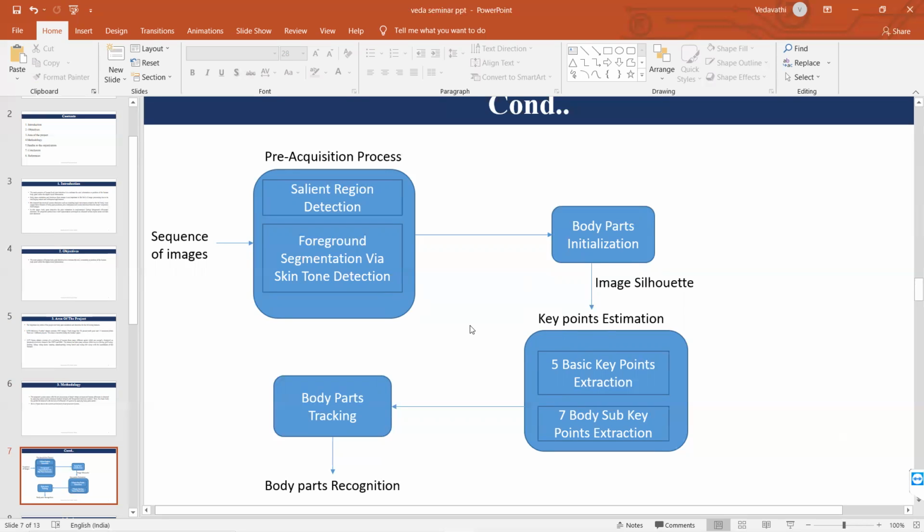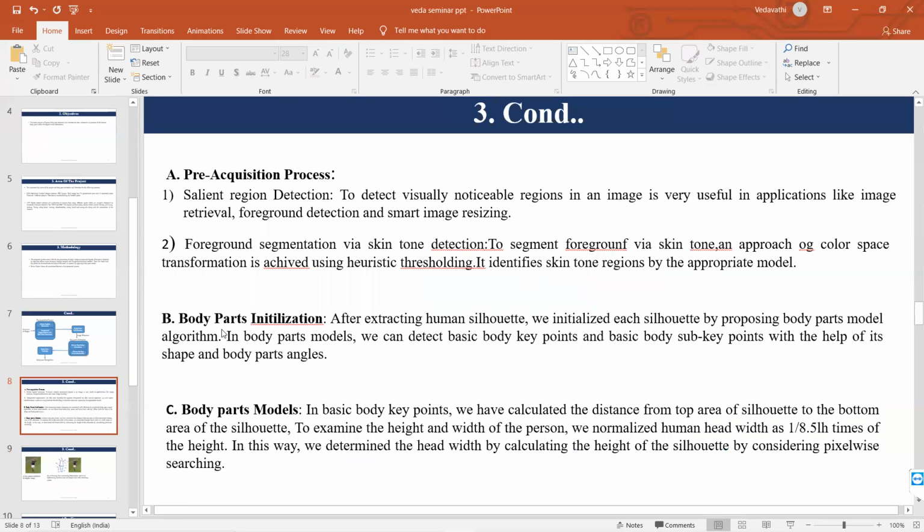model. In this experiment, we'll use 2 data sets. One is the KTH multi-view football data set, another is the UCF sports action data set. We'll check the efficiency of our method by estimating the distance of detected points from ground truth. These are the parts: pre-acquisition, body parts initialization, and body part model.